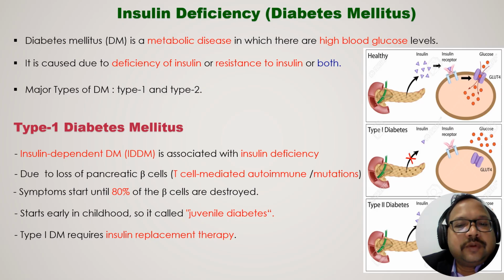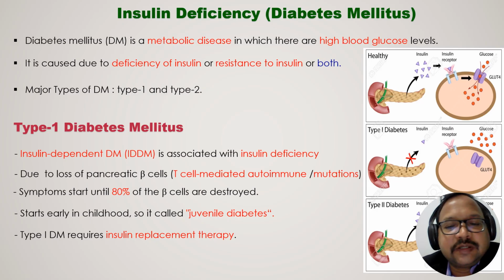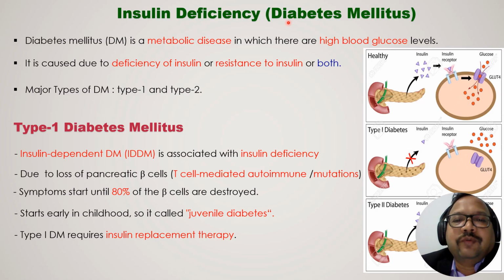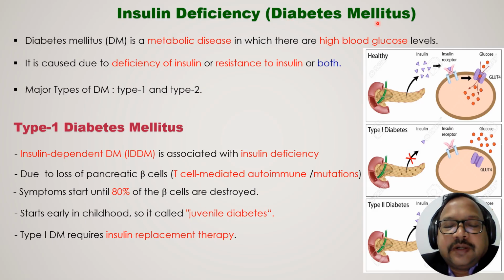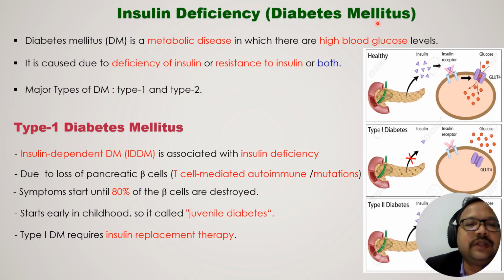If the pancreatic beta cells are destroyed or damaged, it leads to diabetes mellitus. Today we will focus on diabetes mellitus. What is diabetes mellitus? Basically, diabetes mellitus is a metabolic disorder in which, due to insulin deficiency, blood glucose levels increase.